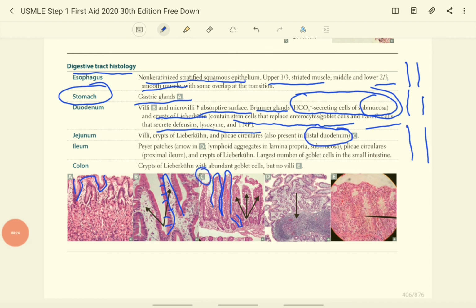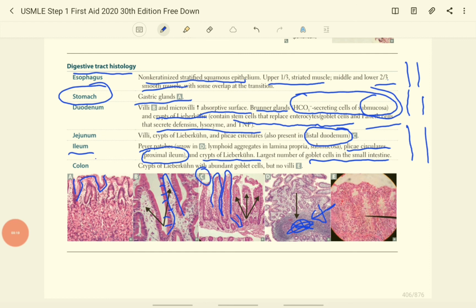In the ileum, we can see Peyer's patches over here on this side. This is the lymphoid aggregate in the lamina propria of the submucosal layer. It also has plicae circulares, which means a fold in the mucosa, seen in the proximal part of the ileum. It also has crypts of Lieberkühn and the largest number of goblet cells in the small intestine. This is the place where a large number of goblet cells are present.